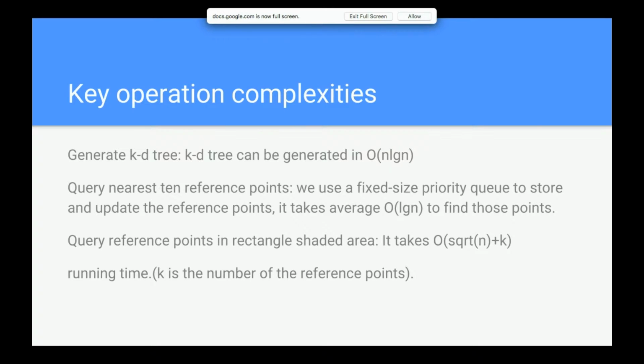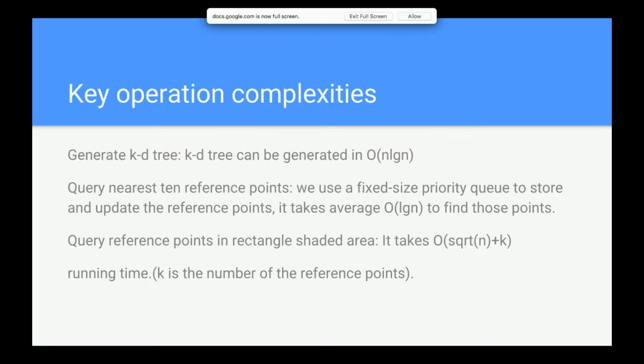The first one is that the user can query the nearest 10 reference points. That's what the project asks for. Actually, it can give you whatever number of nearest neighbor points. We use a fixed size priority queue to store and update the reference points. And for the time complexity, it takes average big O log n.